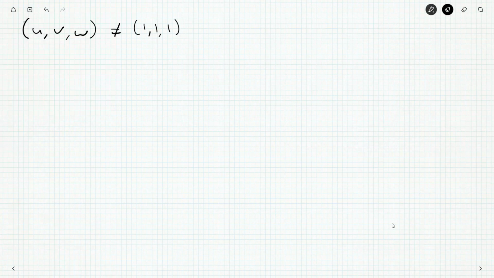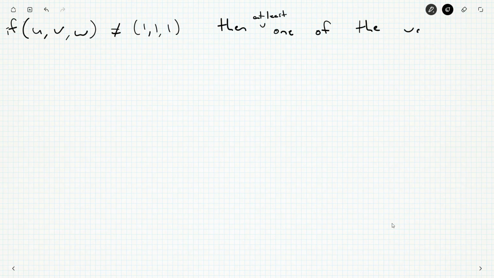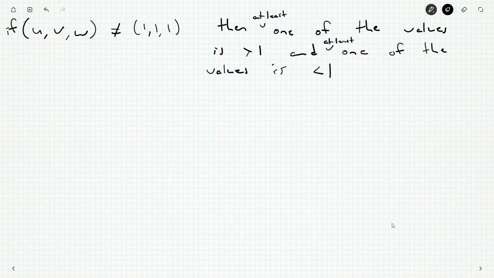Okay, so if u, v, and w are not 1, 1, 1, then at least one of the values is greater than 1, and at least one of the values is less than 1.